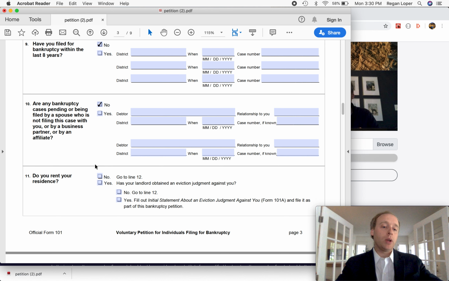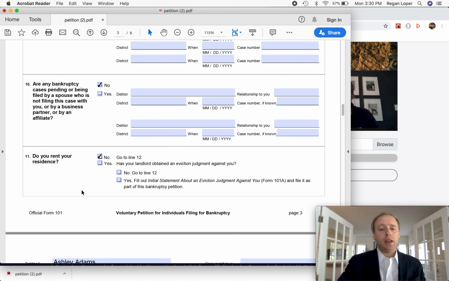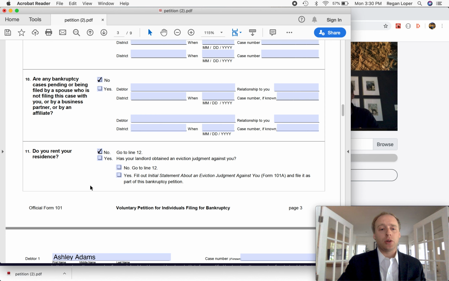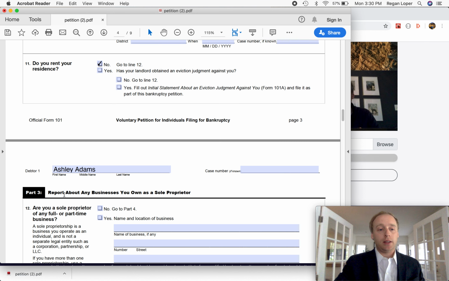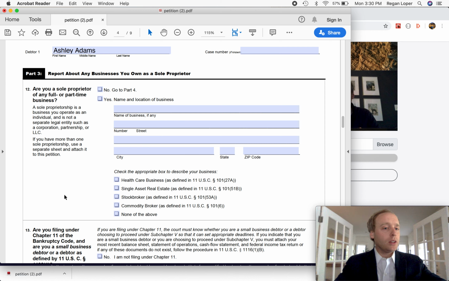Question 11, do you rent your residence? Ashley selected no here. I believe she was actually living with a family member, so she did not rent, and that's why she answered no. If you do rent your residence, the court, I think, predominantly wants to know, has your landlord obtained an eviction judgment against you? And if so, you'd need to fill out this separate form that this form outlines.